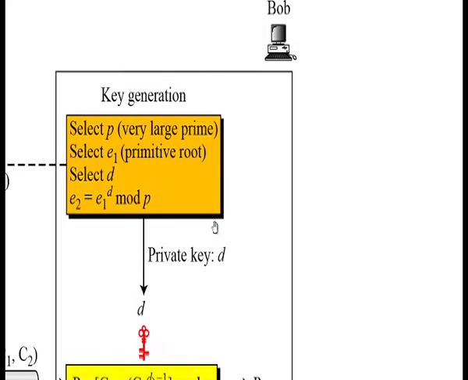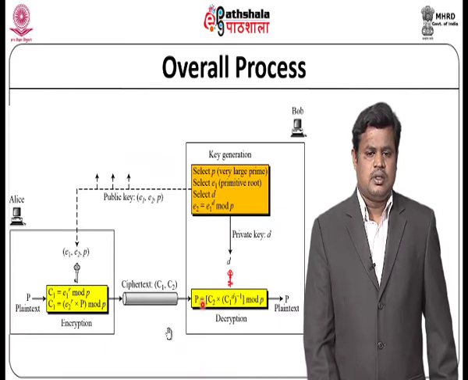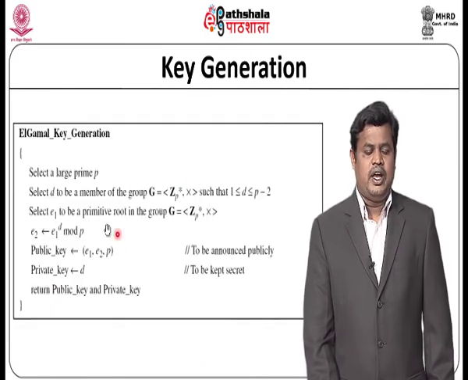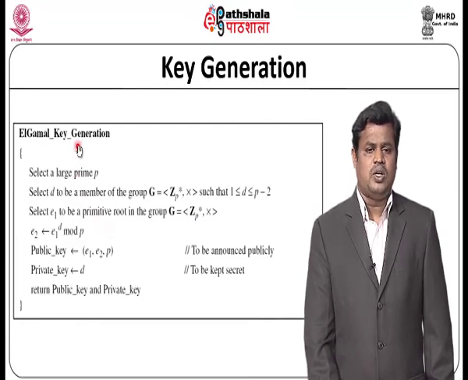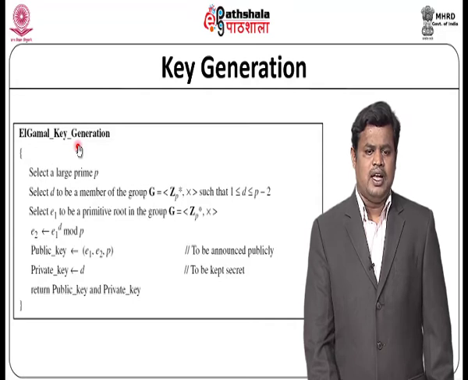So this is the overall process, and now we can see how they are generating the key. As we know there are two keys, one is the public key and the other is the private key. Already we know that Bob has to generate two keys; similarly, Alice also needs to generate two keys. How do we generate the public key as well as the private key?